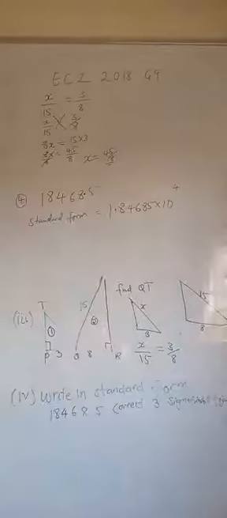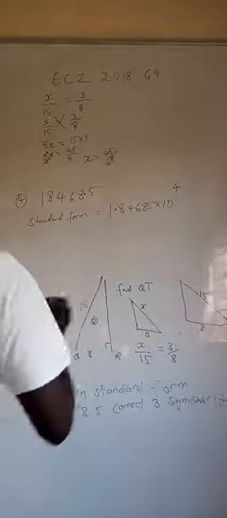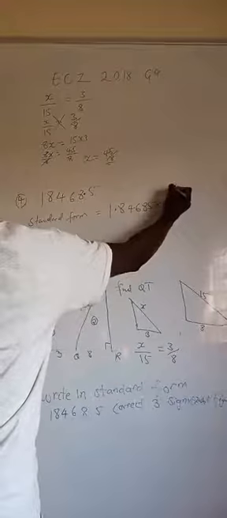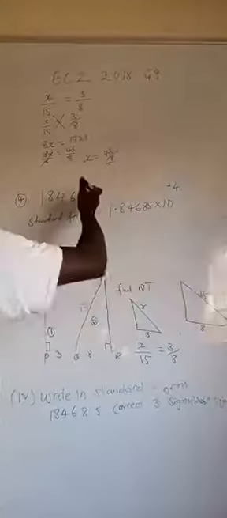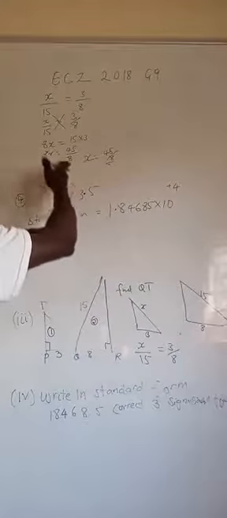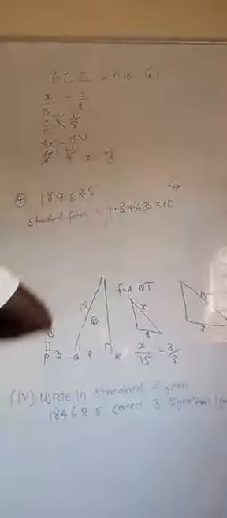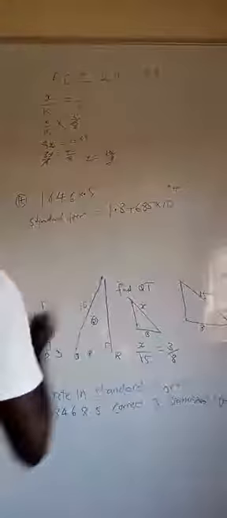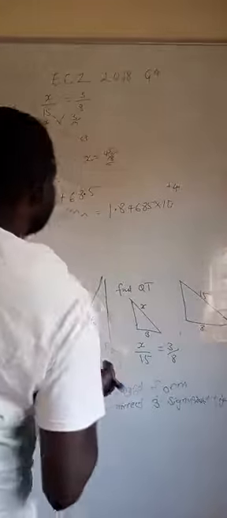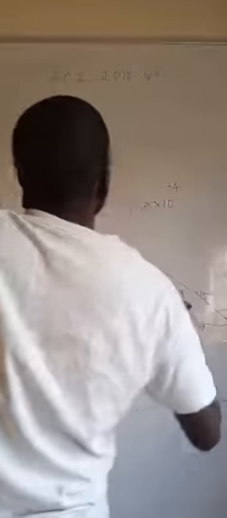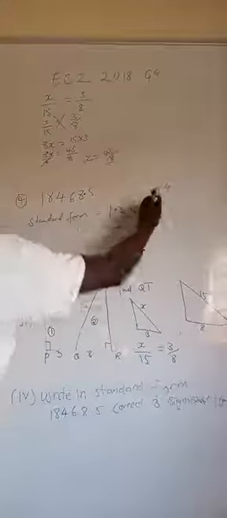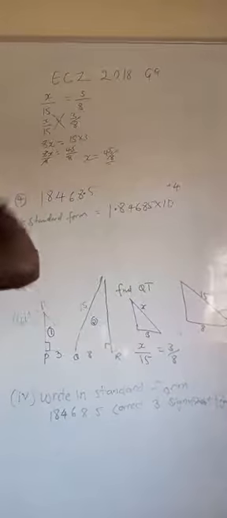It moved 4 times. Which direction was it going? To the left, the negative direction. I told you that when the point moves to the right, the power will be negative. But here the point has moved 1, 2, 3, 4 to the left, so you write positive, the opposite.